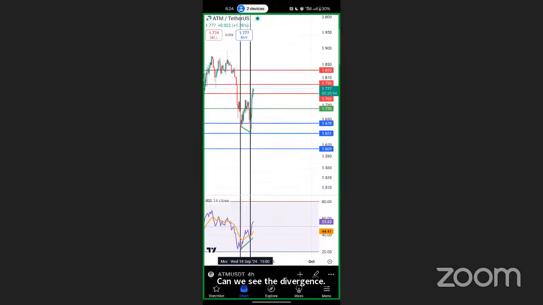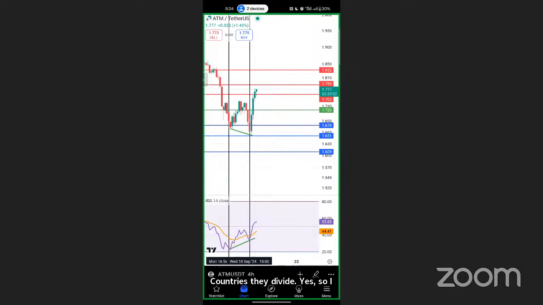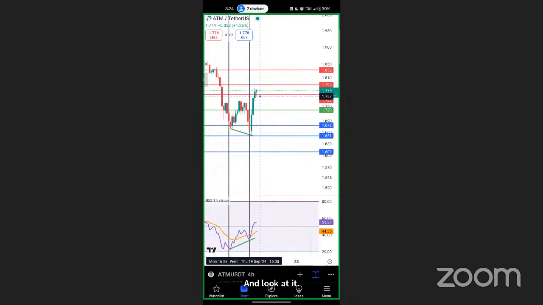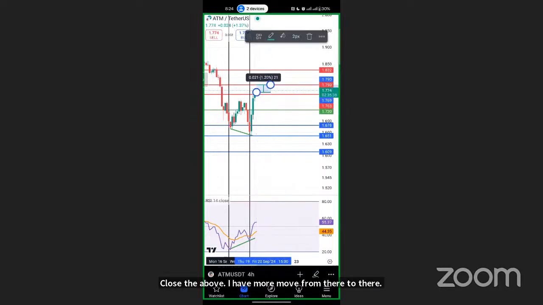So I can firmly calculate this coin and I say, if this is resistance and a green candle has formed below and closed above, I have more commonly move from there to there. Am I making sense to someone? Hello? Am I making sense? Give me one in the chat.